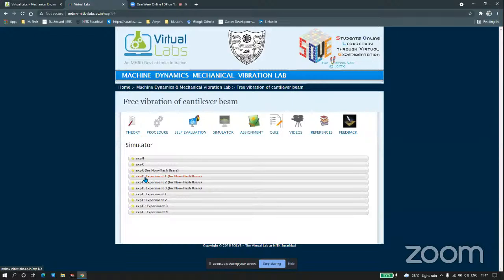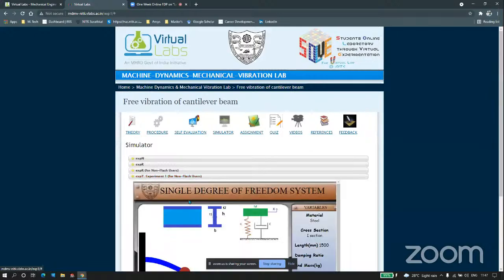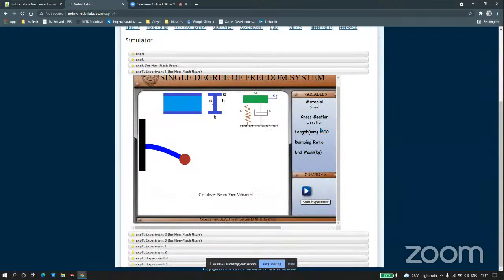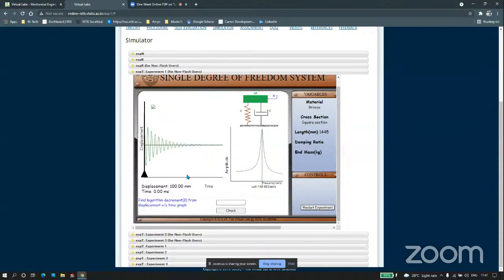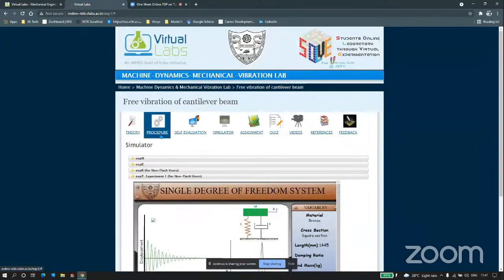In the experiment tab, you will have constant values: the material is steel, the cross section is I section, and the length is 1500, already defined. Here you have to calculate the values by using the formulas available in the procedure. Now I'll run the experiment. Here you will get the graph, that is displacement versus time. You have to find the logarithmic decrement from this graph. We can find it using the procedure available.